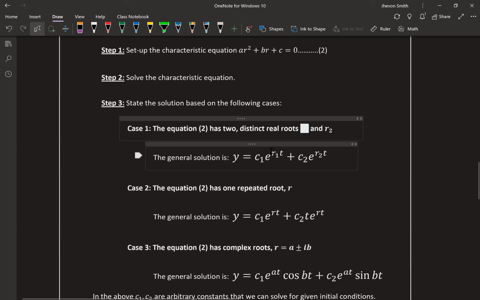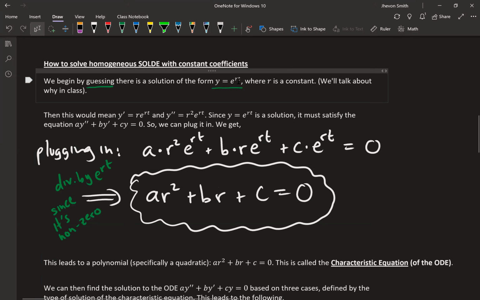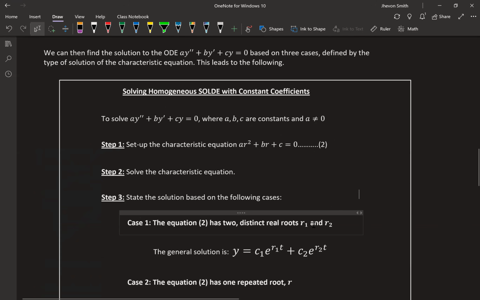Okay? So remember, we pretended our solution looked like e to the rt. But here, in the first case, we have 2 possible r's, r1 and r2. So e to the r1t is 1 possible solution. We also have e to the r2t as another possible solution. And if we combine them in this way, which is called a linear combination, we'll talk about that later, we get another solution. This is in fact the general solution to the ODE. I'll talk a little bit more about that later, but for now, just know that that's going to be the form of our solution.